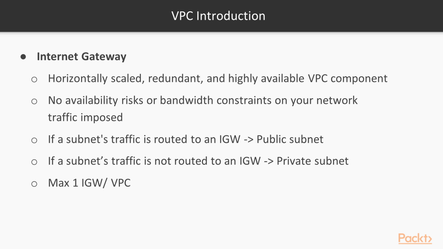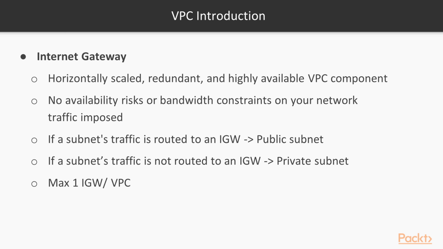Then there are internet gateways. An internet gateway is a horizontally scaled, redundant, and highly available VPC component that allows communication between instances in your VPC and the internet. You get no availability risks or bandwidth constraints on your network traffic imposed. If a subnet's traffic is routed to an internet gateway, then this means that the subnet is a public one, whereas if it doesn't have an internet gateway attached to its route table, then it is a private subnet.